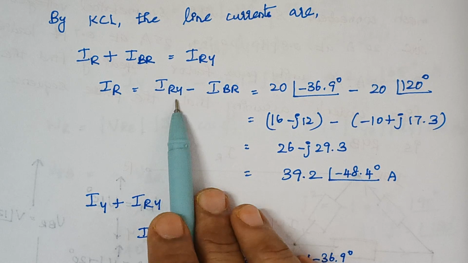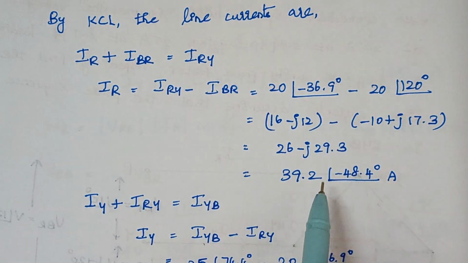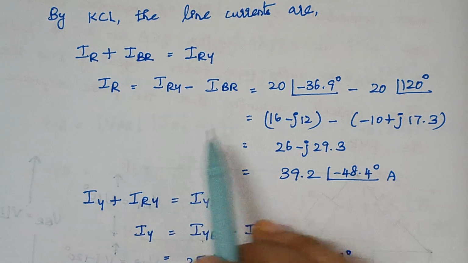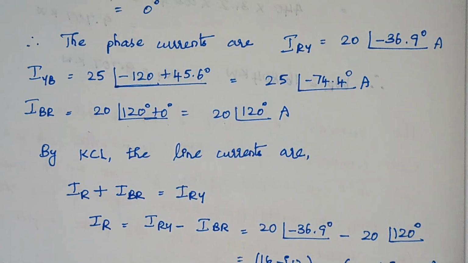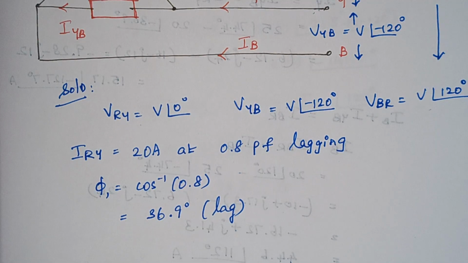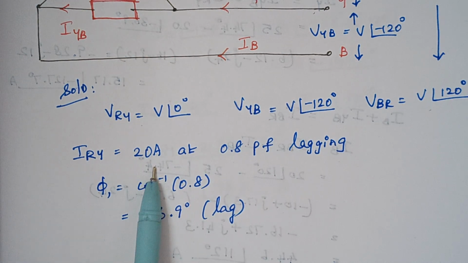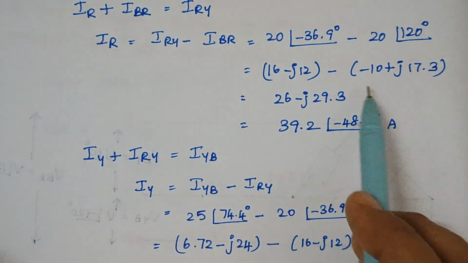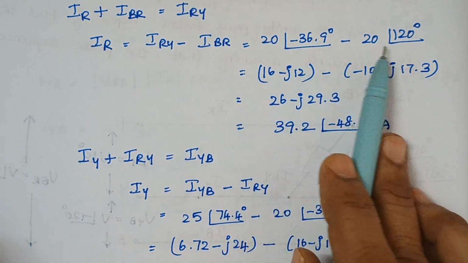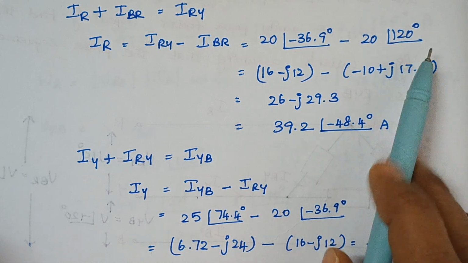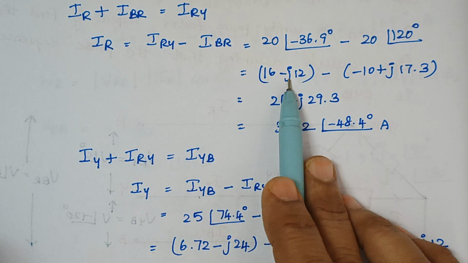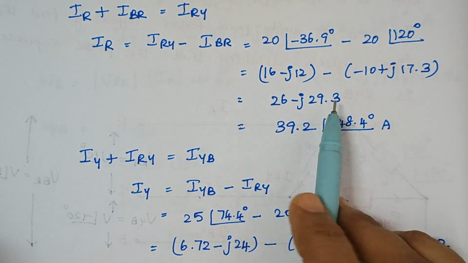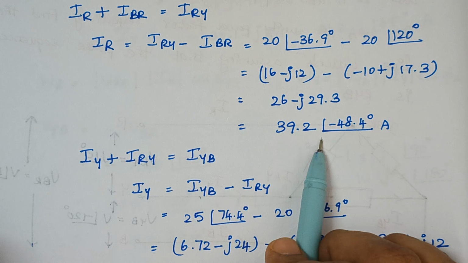We know the values of the currents, so just substitute the values. The value of IRY is 20 amps with an angle of 36.9, and since it is lagging we write it as minus 36.9. This is the value of IRY and this is the value of IBR. We convert the polar form to rectangular form, do the calculation, and finally convert it back into polar form.